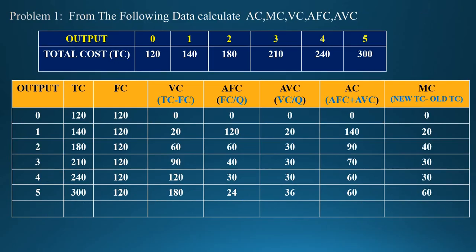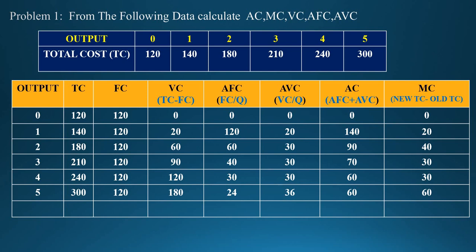Problem number 1: from the following data calculate AC, MC, VC, AFC and AVC. That is, AC is average cost, MC marginal cost, VC variable cost, AFC average fixed cost, and AVC average variable cost. This is one of the important problems for 15 marks in your examination. They may ask this.